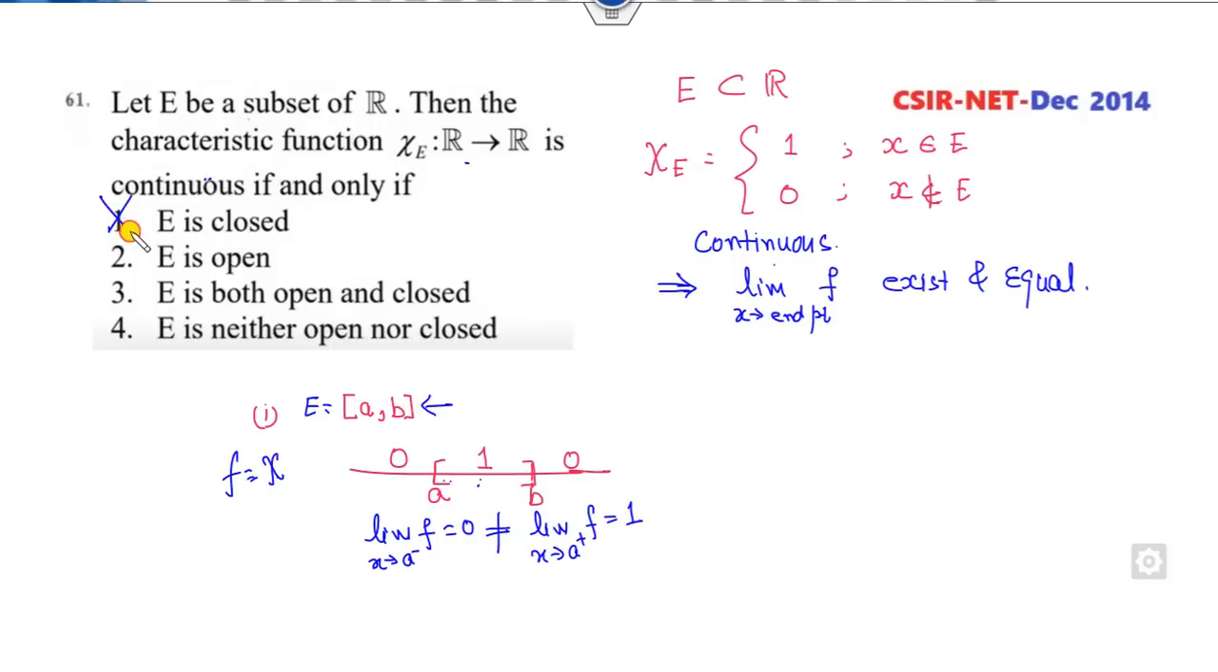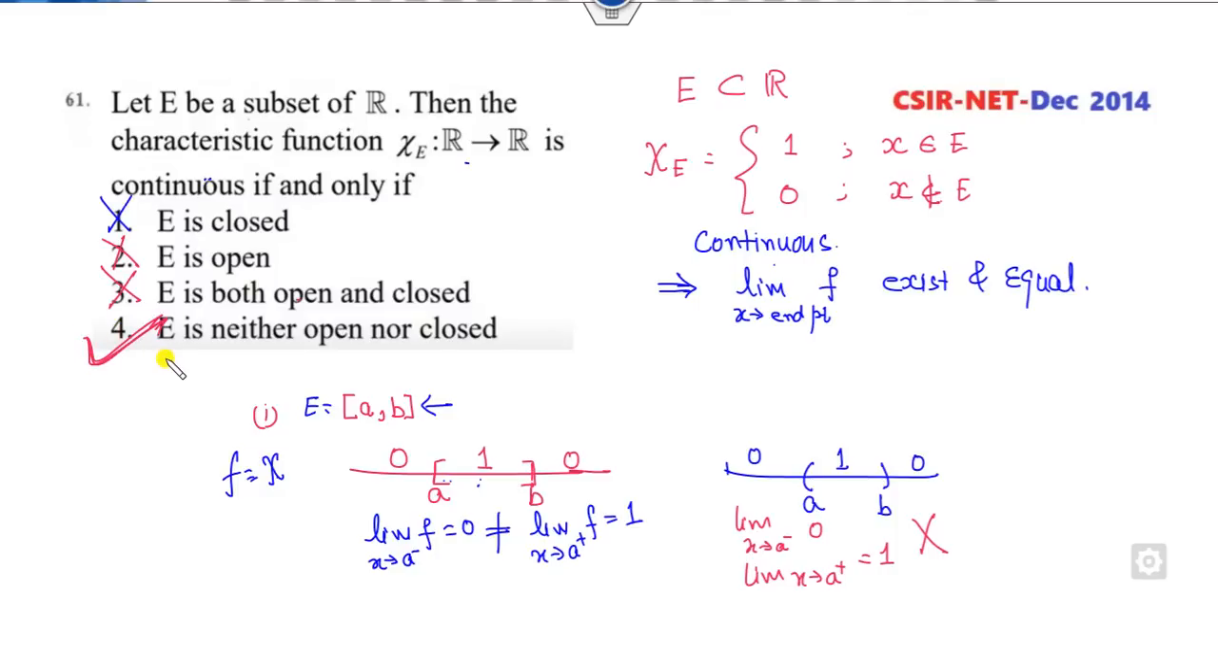So the first option is cancelled. Look at that. If you take the open interval (a, b), this value is 1, otherwise 0. So again, when you take the limit as x approaches a from the negative side, the value is 0. When you take the limit as x approaches a from the plus side, it's 1, so again it's not continuous. Both open and closed cancel out. Neither open nor closed is the right answer.